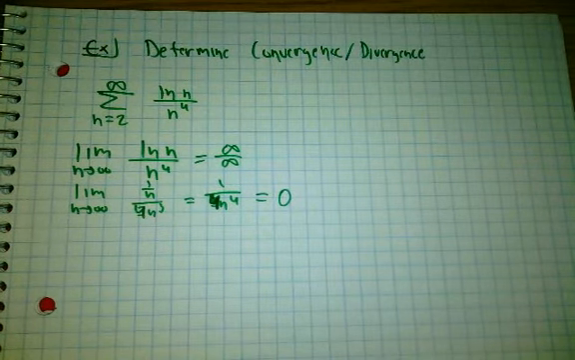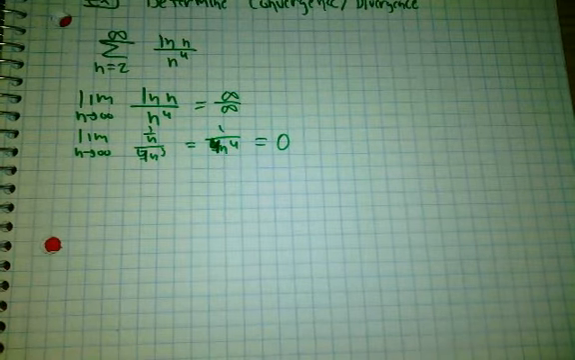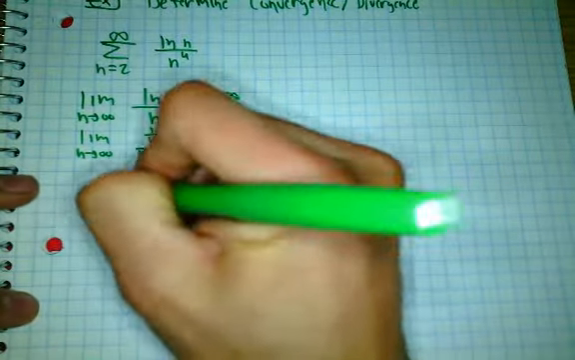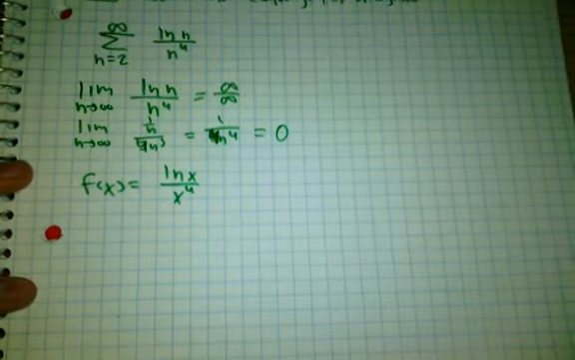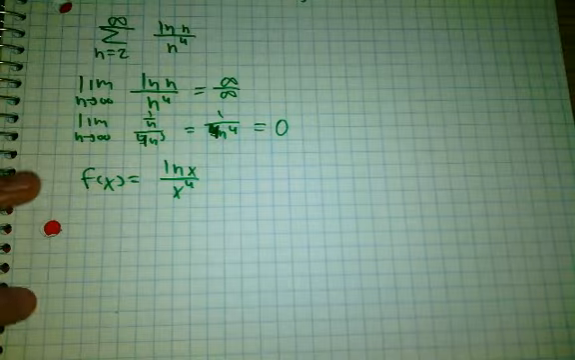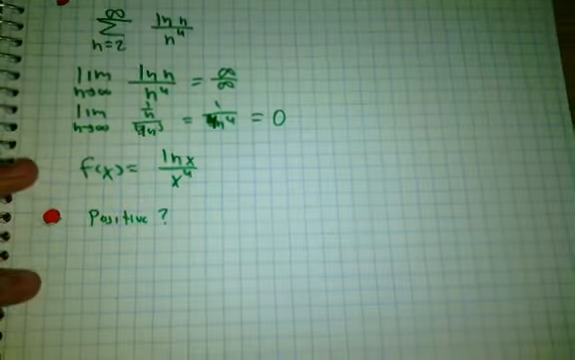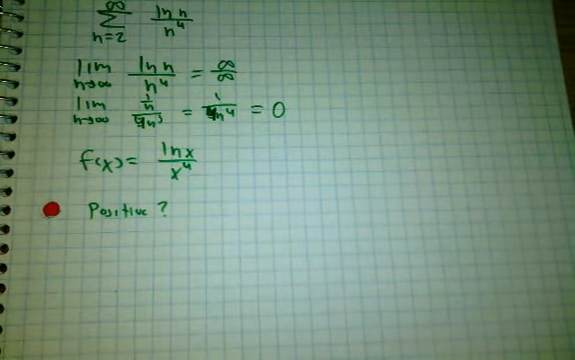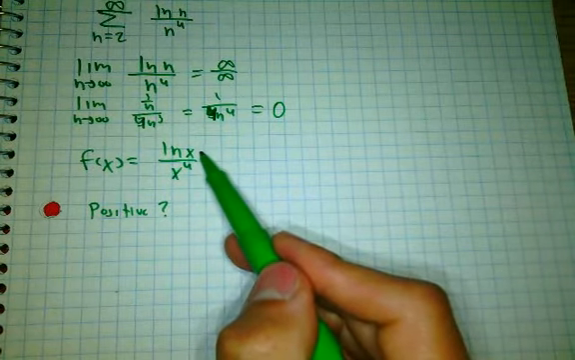Well, we need to check some requirements. First of all, we're going to make it into a function. So f of x equals the natural log of x over x to the 4th. First thing we need to check. Is this thing positive? Yes, because we're only going to be plugging in positive numbers, right? That will be positive no matter what I plug in. Positive over positive is positive.